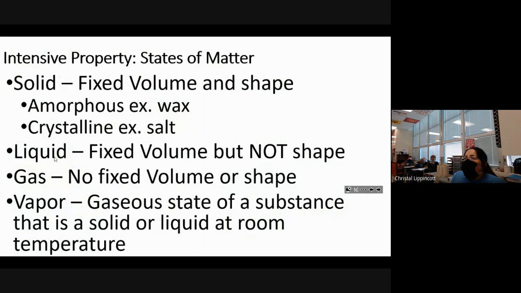So solids have a fixed volume and shape. We can look at the shape and say, oh yeah, that's a rectangle, or that sort of thing. They also have a fixed volume, so I could take the volume of this, I can measure it. Liquids do have a fixed volume, but they don't have a fixed shape. And then gases are neither. Now, there is one other term that's, yeah, question.